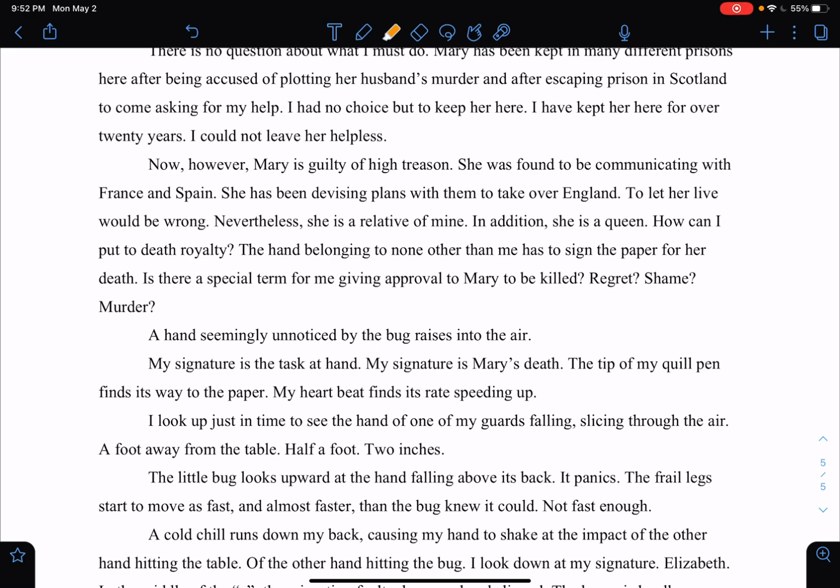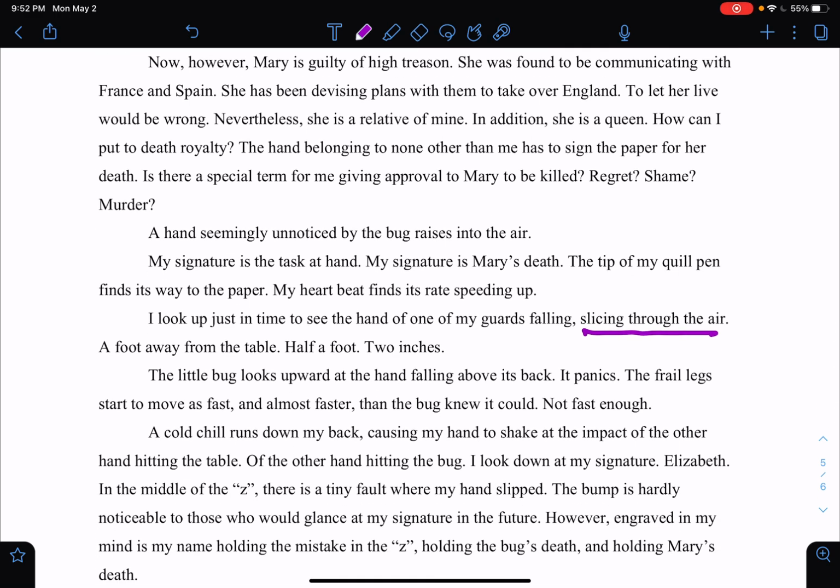You see how here she doesn't say, "Oh, I became really nervous," or "my heart was going by really fast." Instead, she says, "My heartbeat finds its rate speeding up. I look up just in time to see the hands of one of my guards falling, slicing." You see the word the student is using here? Slicing through the air. A foot away from the table, half a foot, 2 inches.